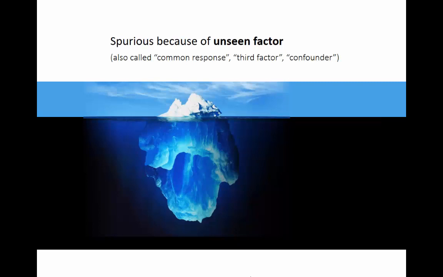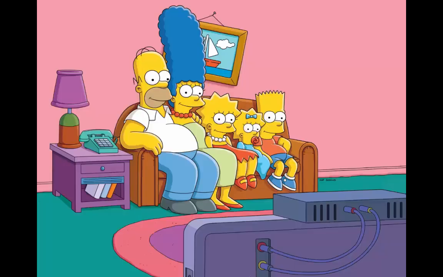Another way we can have a spurious relationship is because of an unseen factor. In the literature it's sometimes called a common response, a third factor, or a confounder. These are different names for the same thing. And where does the wisdom come from? I have another example for you from The Simpsons. So let's play this and we'll watch some more Simpsons.